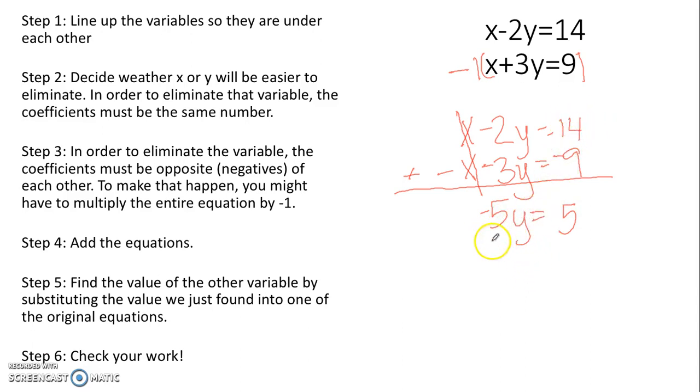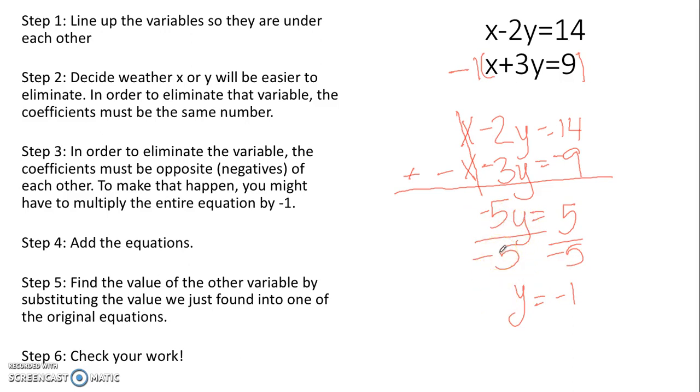Now we need to solve for y. We have to divide both sides by -5, and then we get y is equal to -1. Y is equal to -1 is what we found by this elimination method.